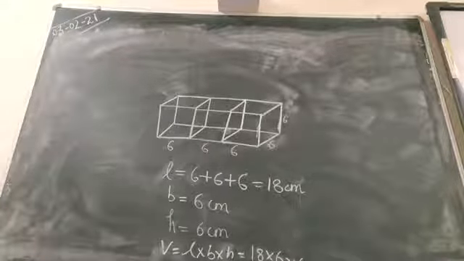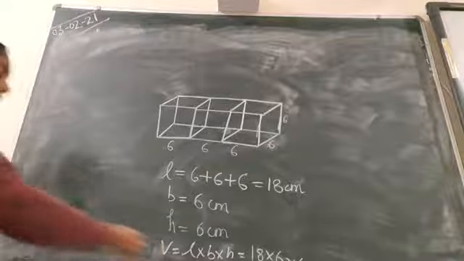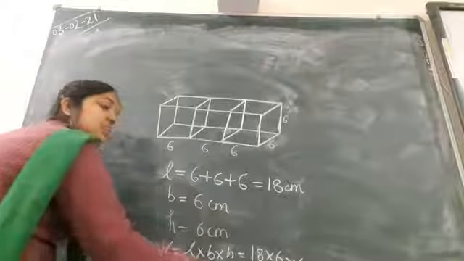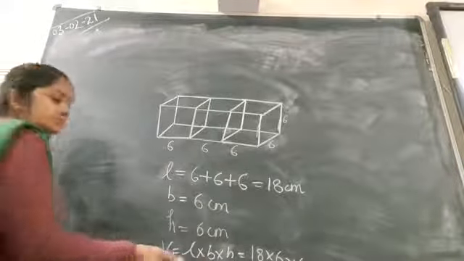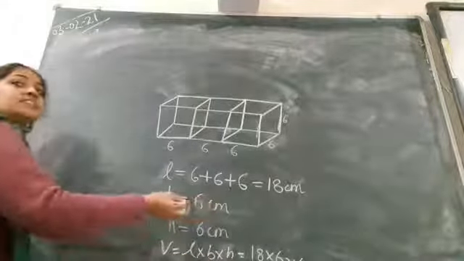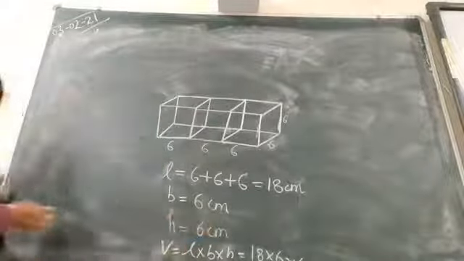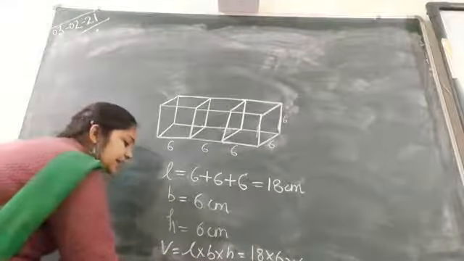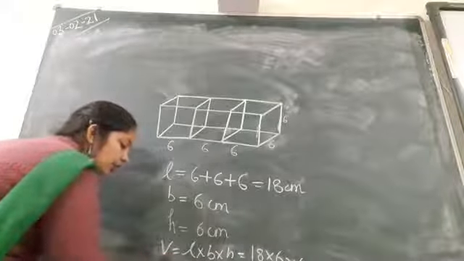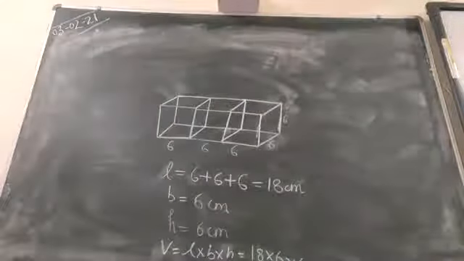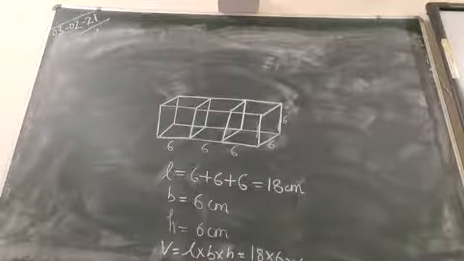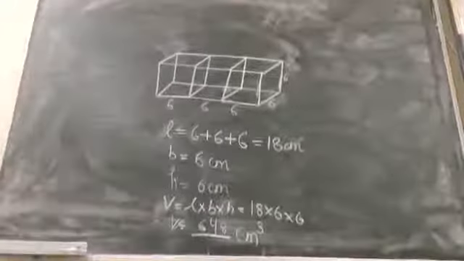And you will complete the calculations yourself and you will write the volume, final answer, and what will be the units? First of all, units? Centimeter cube. Yes, beta, what's the answer? 648 centimeter cube. Okay, good. So this is your answer. Question is clear? Yes, ma'am.